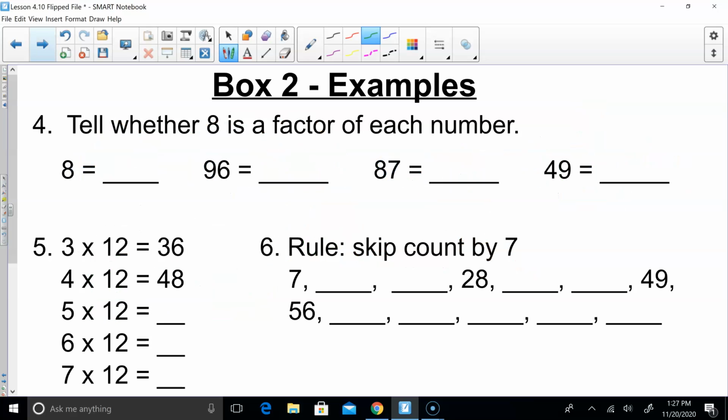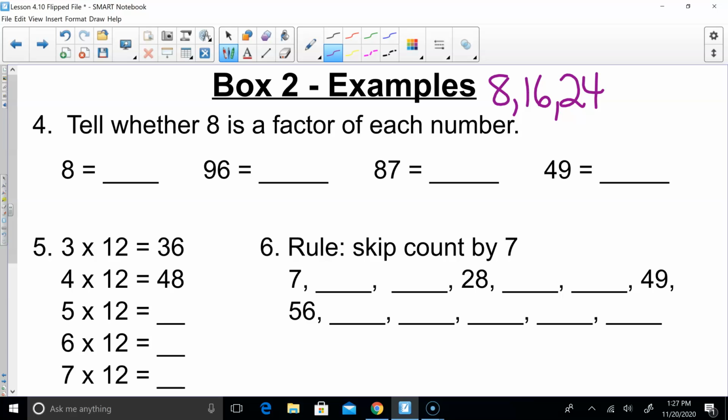As we continue on, tell whether 8 is a factor of each number. So we can start writing this out. We could start doing our multiples: 8 times 1, 8 times 2, 8 times 3, and we list every single one. That's a possibility. We have to go as high as 96 because one of our numbers is 96.